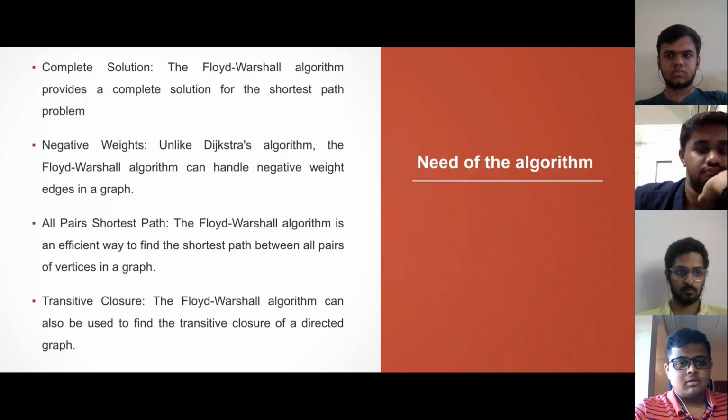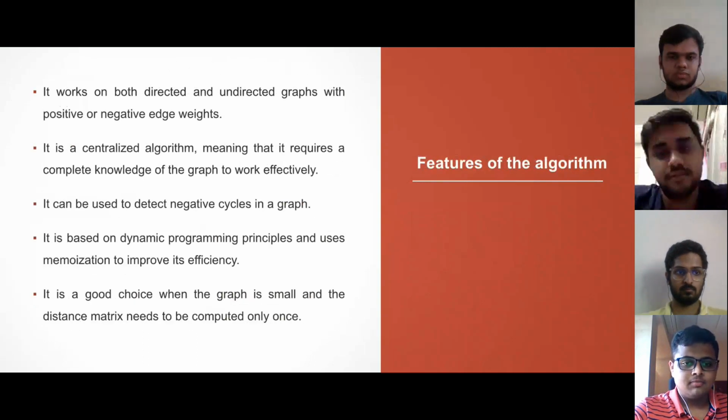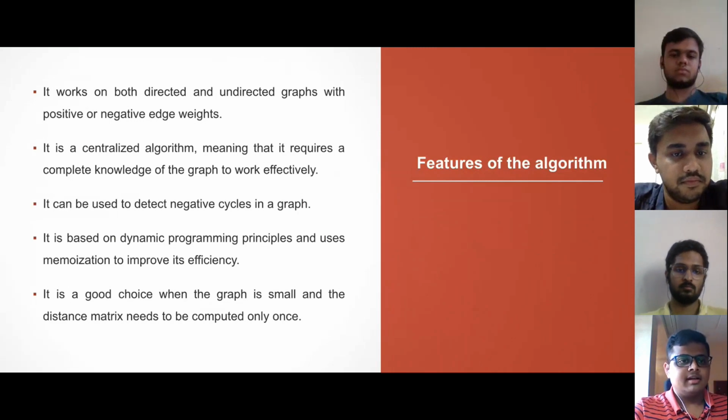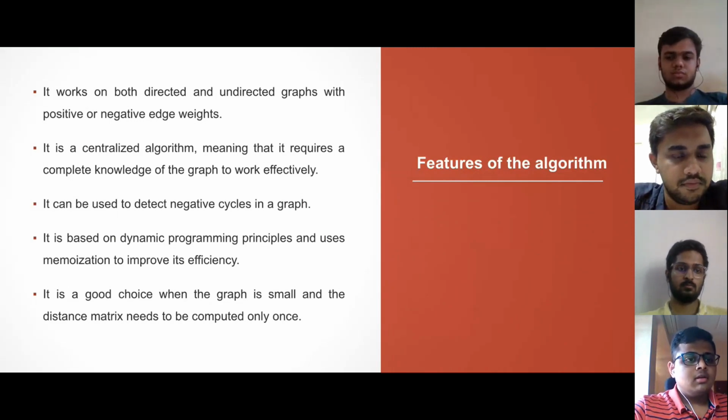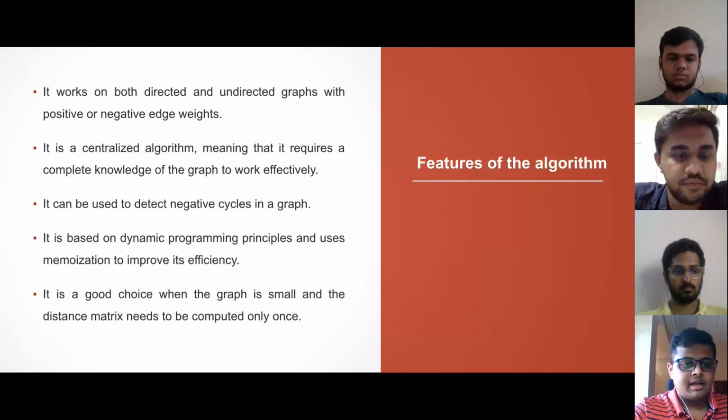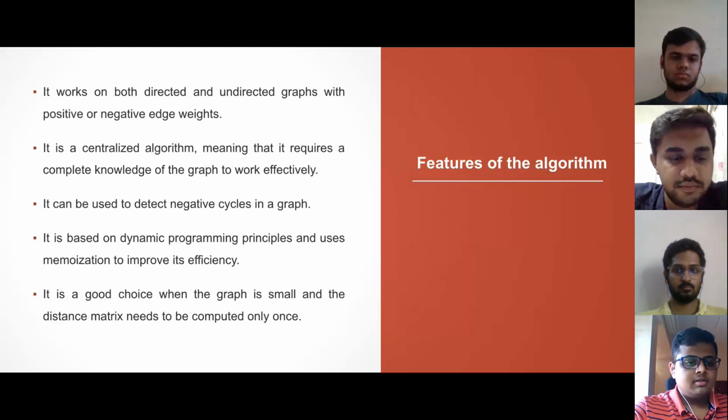Now coming to the next part, which is the features of the algorithm. It works on both directed and undirected graphs with positive or negative edge weights. It is a centralized algorithm, meaning it requires complete knowledge of the graph to work efficiently. It can be used to detect negative cycles in a graph. It is based on dynamic programming principles and uses memoization to improve its efficiency. It is a good choice when the graph is small and the distance matrix needs to be computed only once. Now the further part will be taken by Nayan.